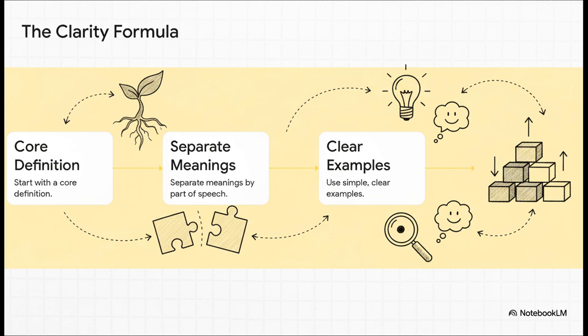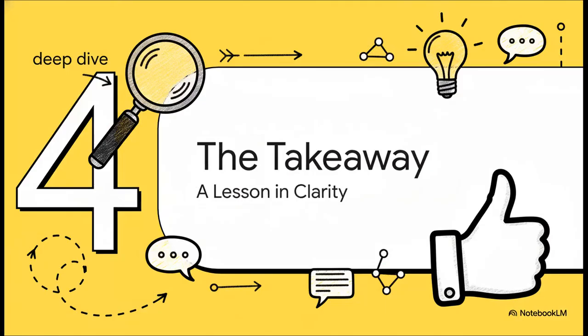You start with a core definition, you separate the meanings logically, like by noun and verb, and you use simple, clear examples to nail it down. This isn't about dumbing things down. Not at all. This is about smart design for effective learning. So after all that, what's the big lesson here? What should we really take away from this whole journey we took with the word thumb?